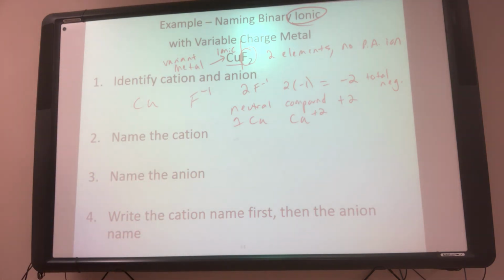So now we name the cation. So what is Cu? Cu is copper, but since he's variant, I have to put that 2 there. The anion is fluorine. Drop the ending and he becomes fluoride. Put it together and you get copper(II) fluoride. All right, copper(II) fluoride.